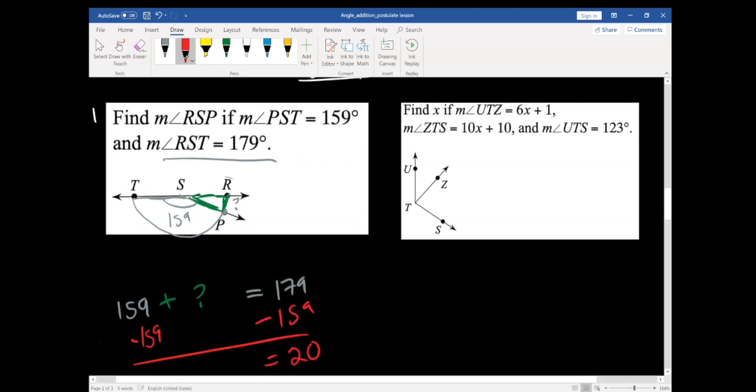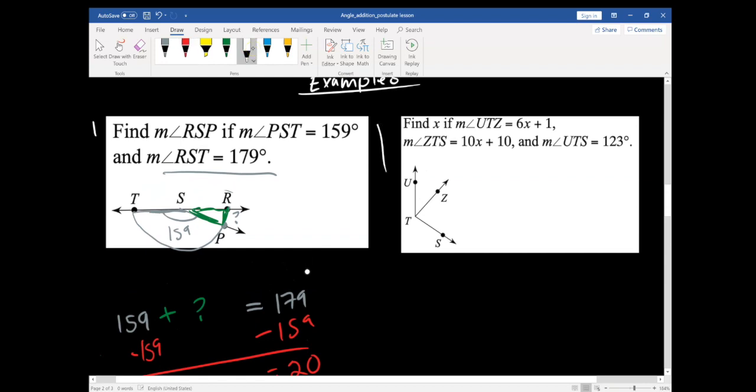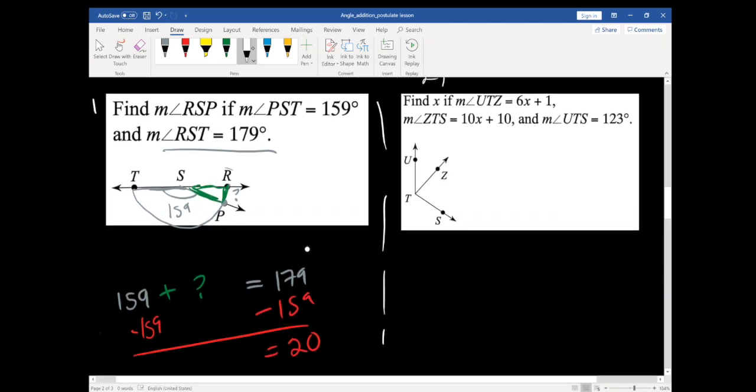Now let's go over a slightly harder example. So this one is going to be 2. Example 2. And in this case, we're looking for X. If measurement of UTC, so let's use red, UTC is equal to 6X plus 1. So now UTC, so is that the whole?